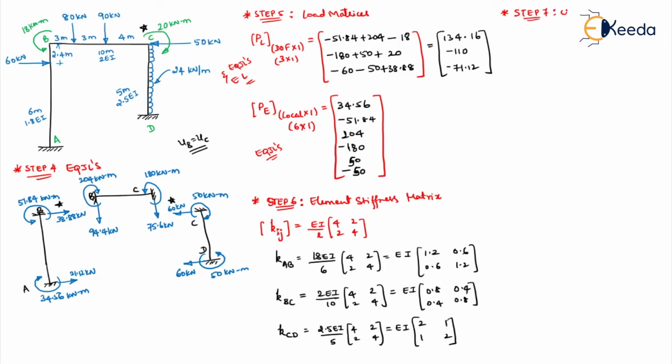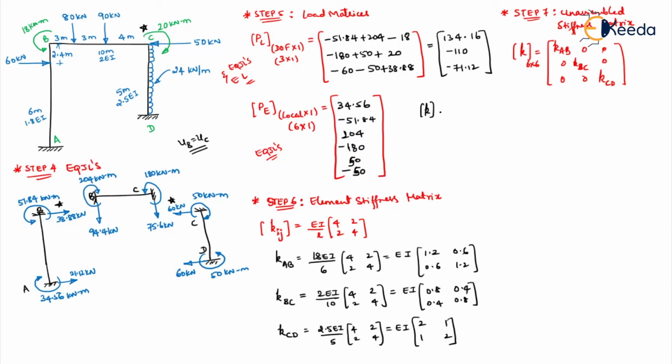Step 7 is unassembled stiffness matrix. So your unassembled stiffness matrix will be of the size 6 into 6. That's your local coordinate into local coordinate. What will you do for that? Place your element stiffness matrix in the diagonal way to get your unassembled stiffness matrix. All other values will be what? 0. Right. So let me write the unassembled stiffness matrix.